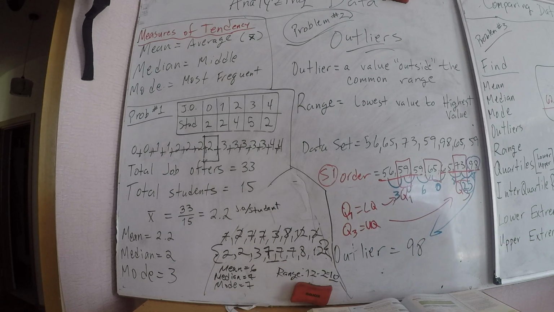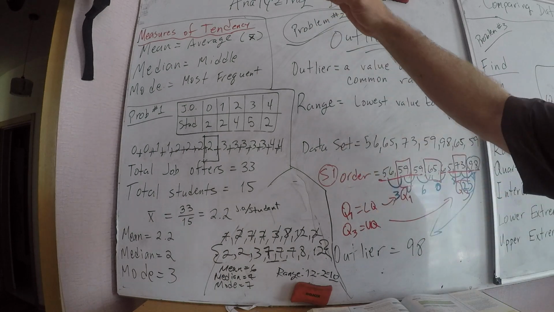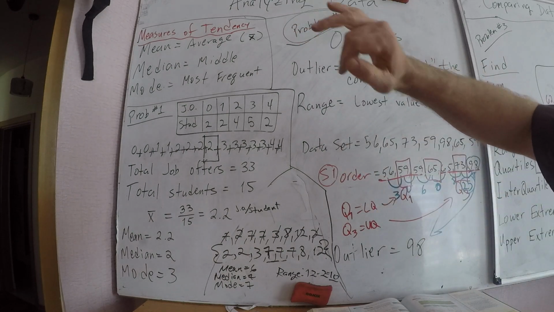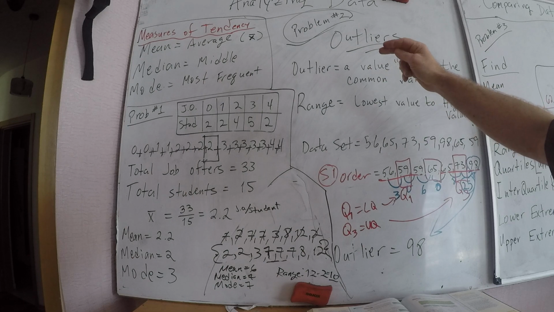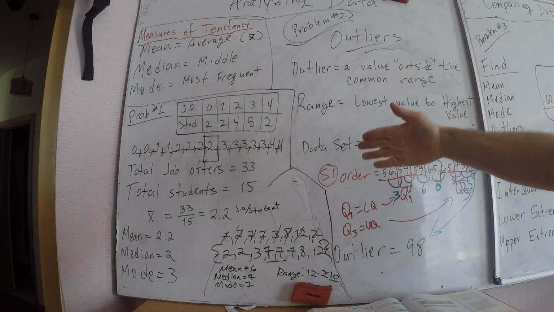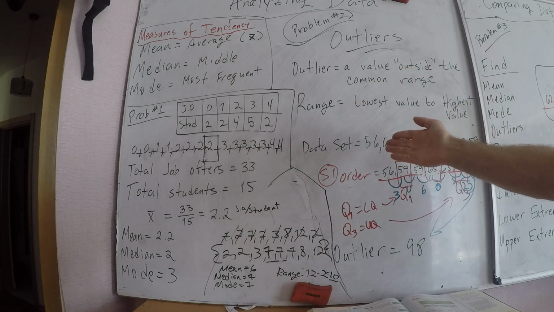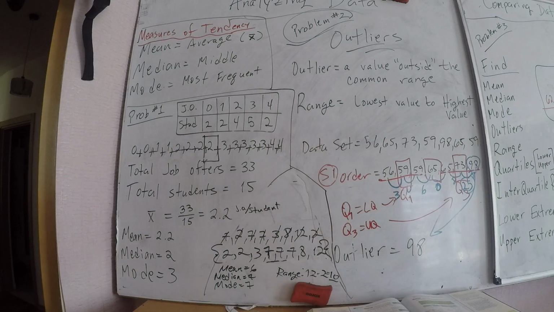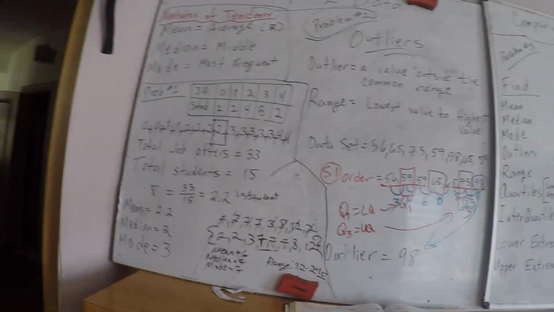So now we're learning. We've got other data now. We're learning, we got the mean, we got the median, we got the mode, we got outliers, we got range. We know our data set is our individuals in the data. Now let's go to problem number 3.